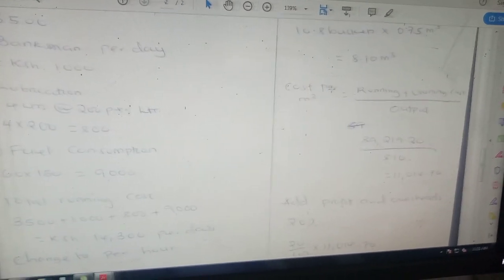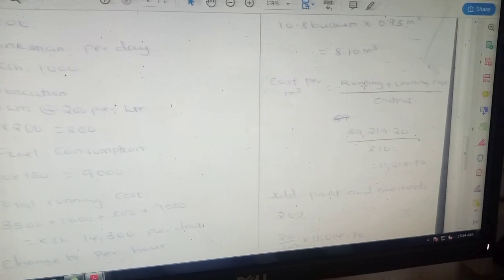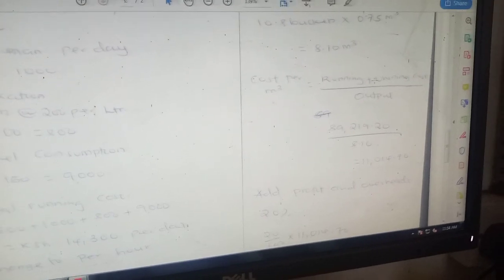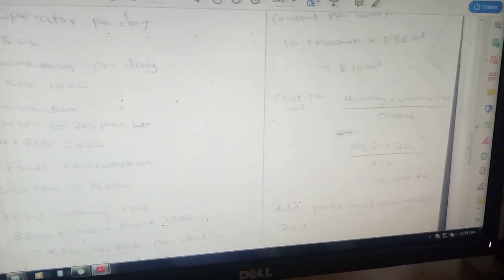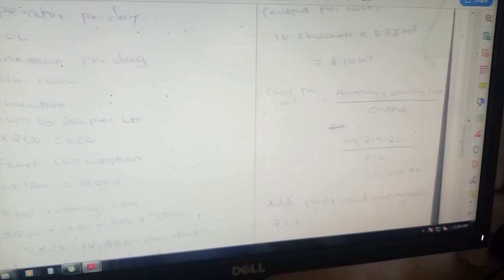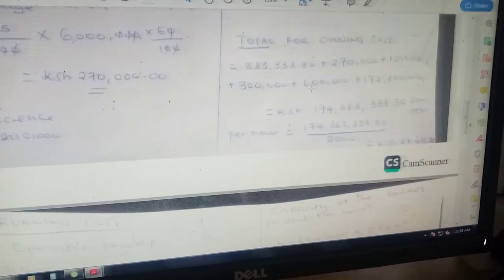So you then get the cost per meter cube. The cost per meter cube, the formula is running cost plus owning cost over output. Remember, we had gotten our running cost and our owning costs. Their totals we had found to be 89,219 and 20 cents. So you then divide by the 8.1 cubic meter that the machine will do in 1 hour. Our owning costs and the running costs were also in hours.